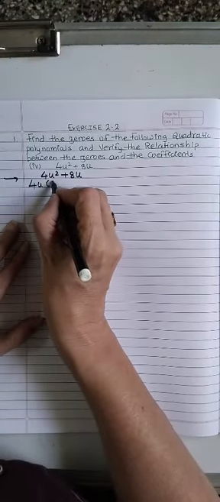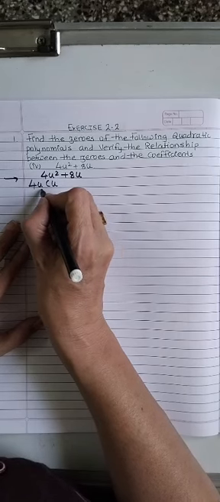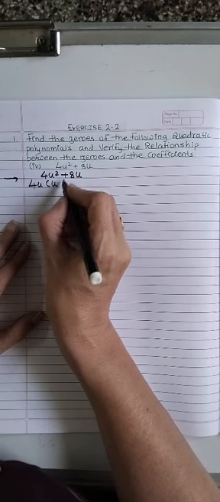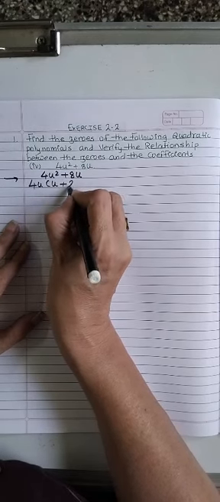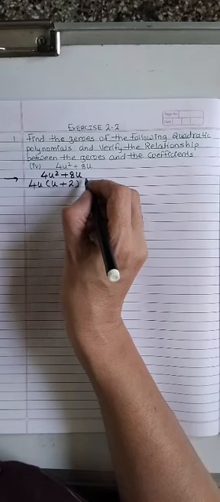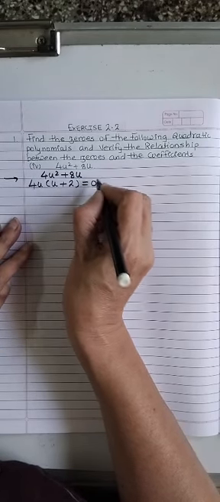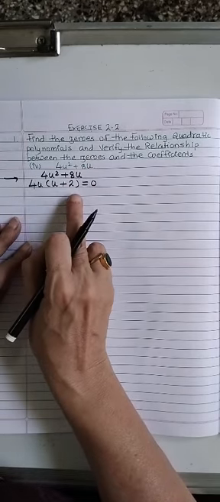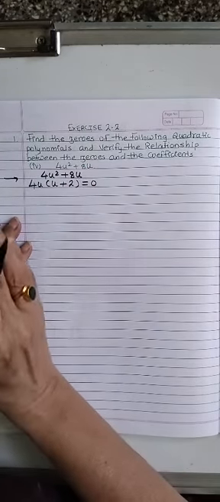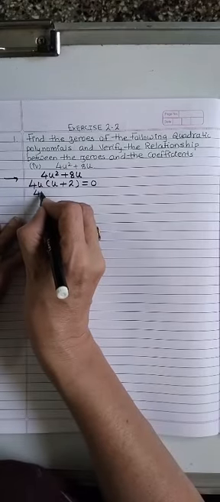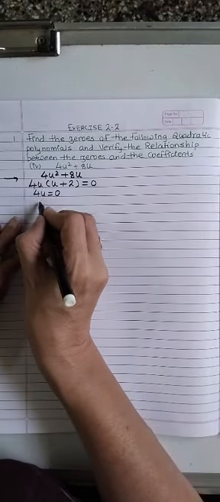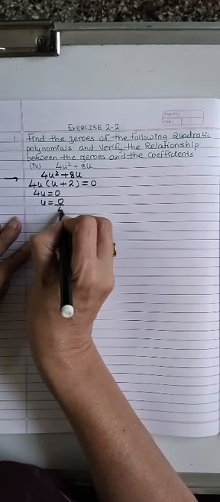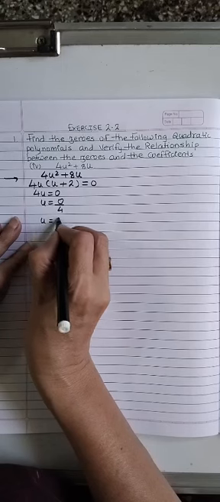So 4 ones are 4 and u is taken common. So 1 u is left in the bracket, which is the uncommon term. Plus 4 twos are 8, u is already taken as common term, equal to 0. So there are two factors, 4u and u plus 2. Now we'll take one factor at a time and equal it to 0 to get the value of u. So 4u is equal to 0, u is equal to 0 upon 4, u is equal to 0.